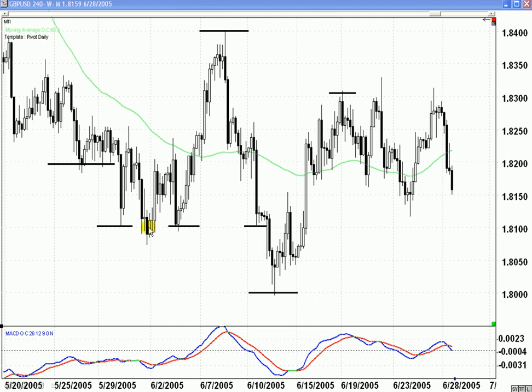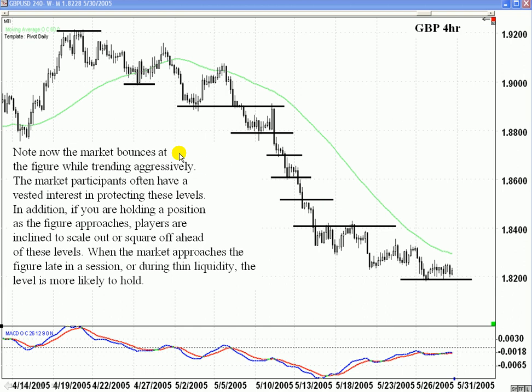8,100 again. Clearly 8,100 is an important level for some reason at this time. 8,300 to bounce. 8,300, 8,300, and so on.